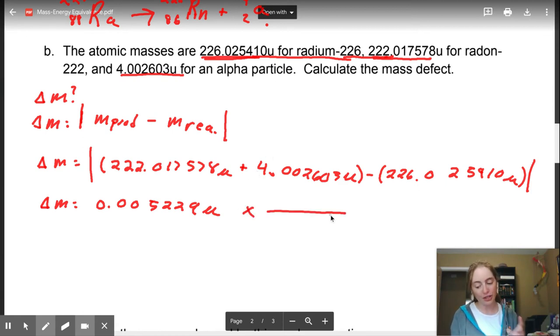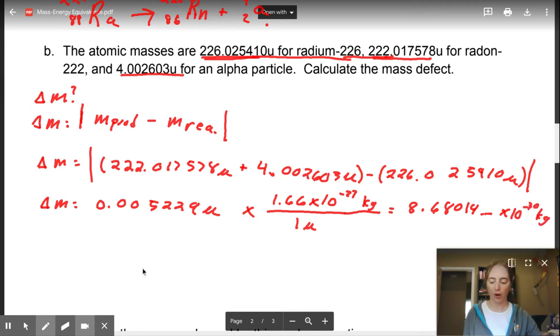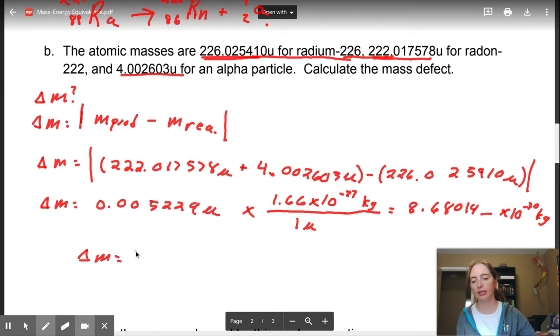Okay, using your data sheet, you are going to see that 1.66 times 10 to the power of negative 27, okay, is your kilograms per 1 atomic mass unit. And we're going to get the value of 8.68014 times 10 to the power of negative 30 kilograms. All right, so with some sig digs, because sig digs are how we roll, let's help if I would write my numbers in the right order here. Let's do that. 8.68 times 10 to the power of negative 30 kilograms.